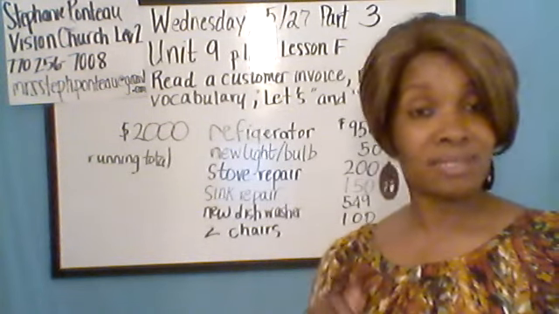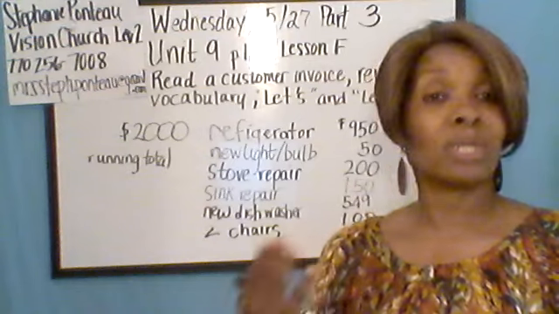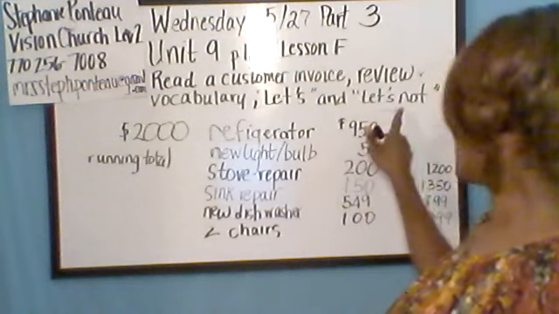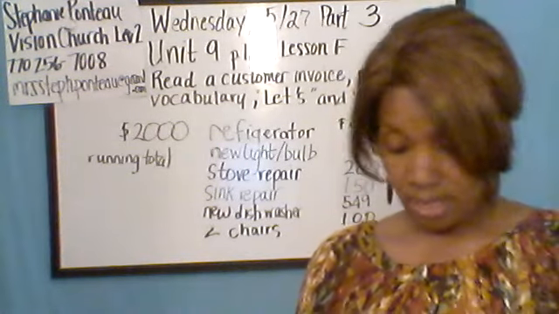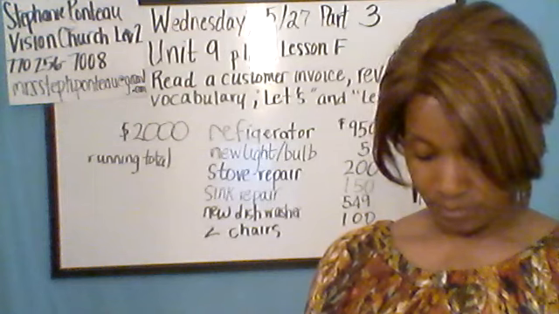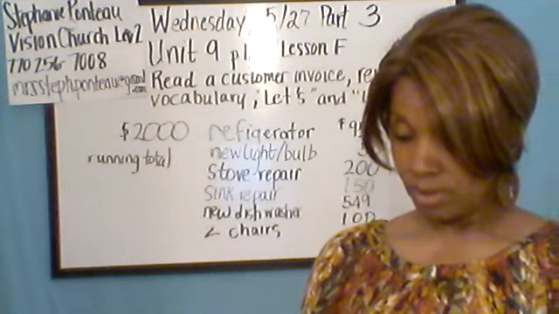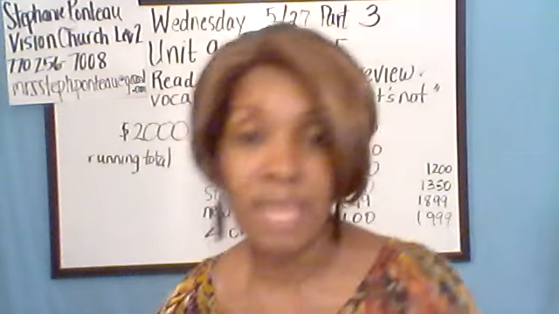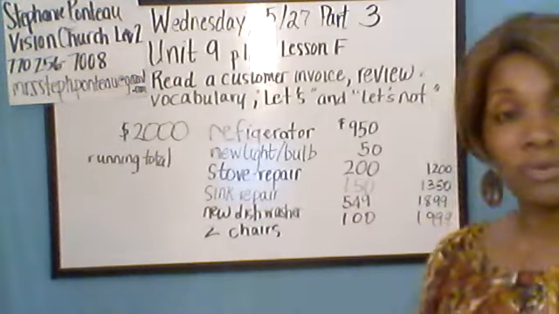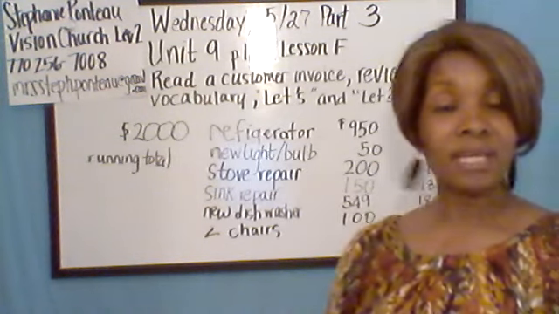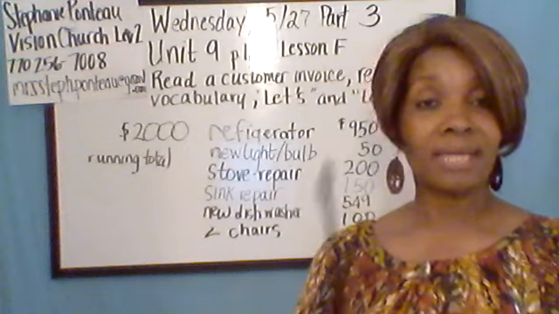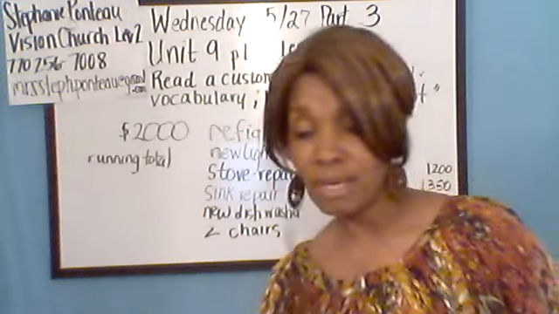Now remember, let's is for suggestions, things that you think are a good idea. And let's not is for things that you think are not a good idea. Okay? So I think that was it. I know you guys have all kinds of ideas of what you would do in your kitchen with a $2,000 budget, but this is what I would do. And don't forget, you'd say let's for the things that are good ideas, let's not for the things that are not good ideas.